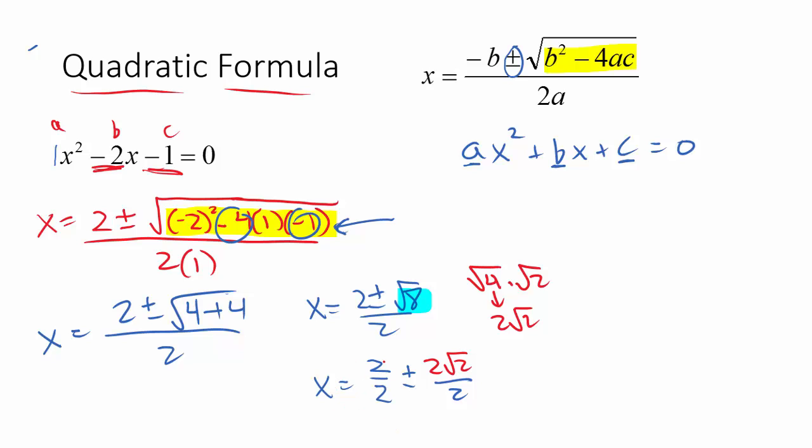And now we're almost there. All I have to do is reduce this fraction. 2 over 2 is just 1, plus or minus. And then these 2's would cancel here, and that'll give me root 2.